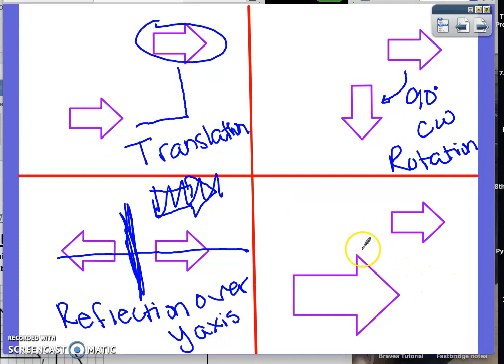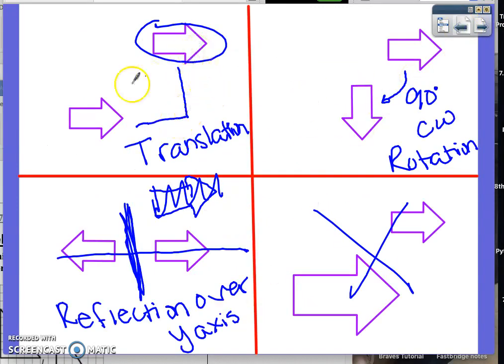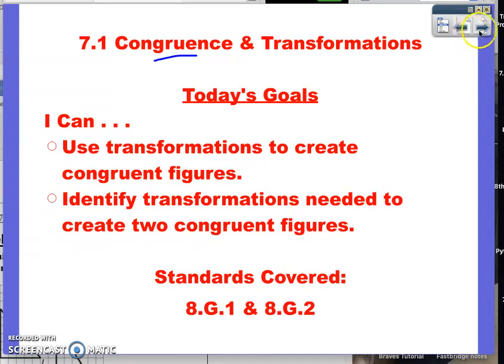And then this one is a dilation or an enlargement, and that's not what we're going to be talking about. We're going to be talking about congruence and transformation. So congruence, these are all the same. None of them change except for this one, so that's why we're not going to be talking about dilations. Okay, so I can use transformations to create congruent figures, and then I can identify transformations needed to create two congruent figures.